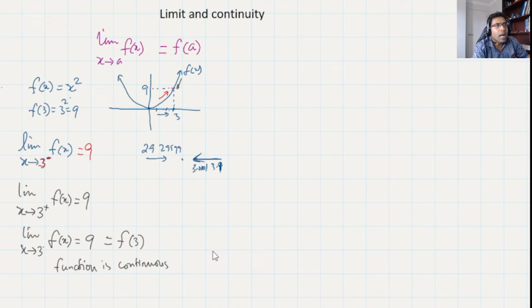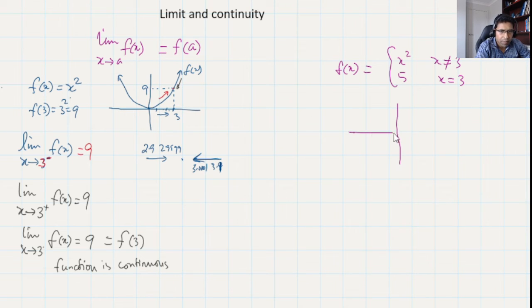Okay, now if I look at another example, let's say I ask you to plot the graph, what would it look like? It would be function x equal to x square, the same graph, but the parabola does not exist at x equal to 3, because only when x is not equal to 3 is function x equal to x square. It's a step function, right? So if I draw the graph, it would be like that, then that, something like that.